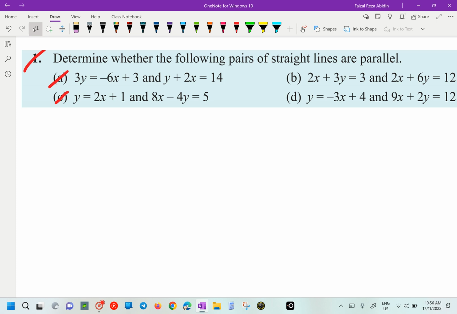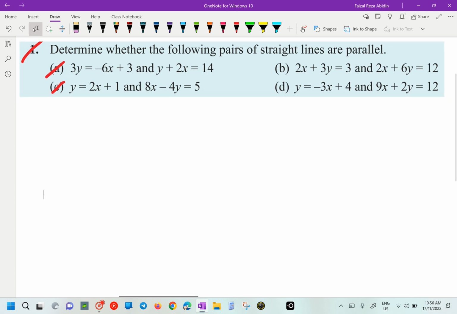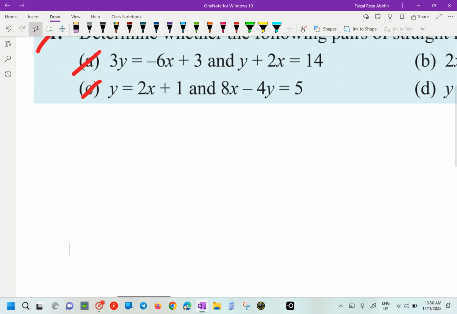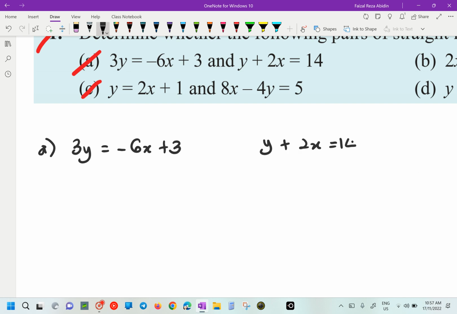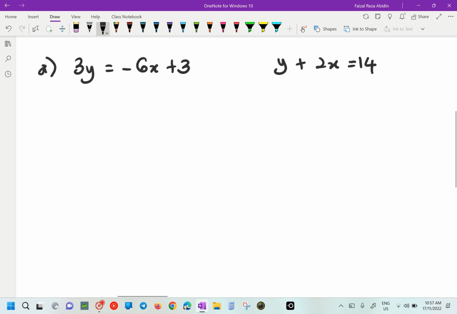Oh, this one last week. Yesterday we didn't finish yet, right? But I told you that we are going to look at what if parallel. Gradient. M1 equals to M2 means if we have over here the first straight line. Here we have 3y equals to negative 6x plus 3, and the other one we have y plus 2x equals to 14. So we are going to compare our gradient.